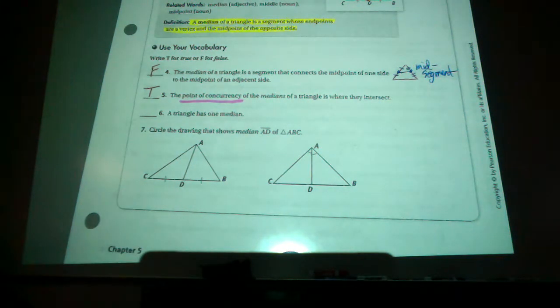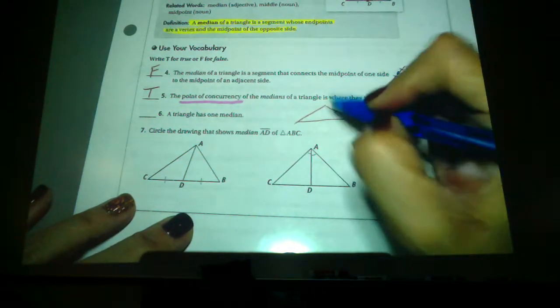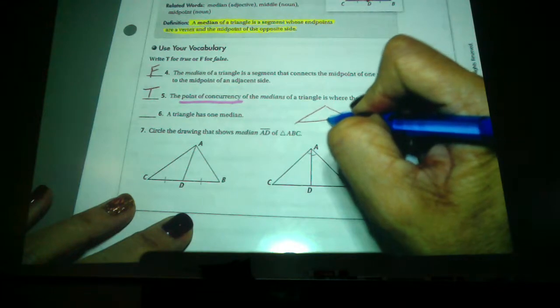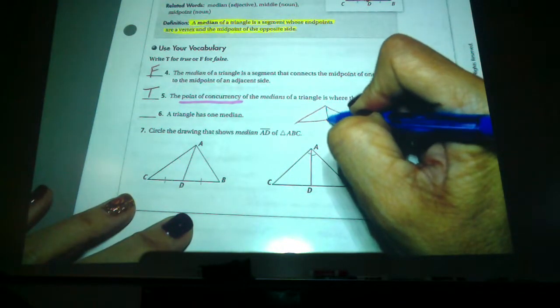A triangle has 1 median. I already answered that. True or false? So any triangle, so let's just draw any triangle. I'm just going to draw this one here. To draw a median, I'd have to bisect this side, so I'm going to put a midpoint here. So this would be 1 median.